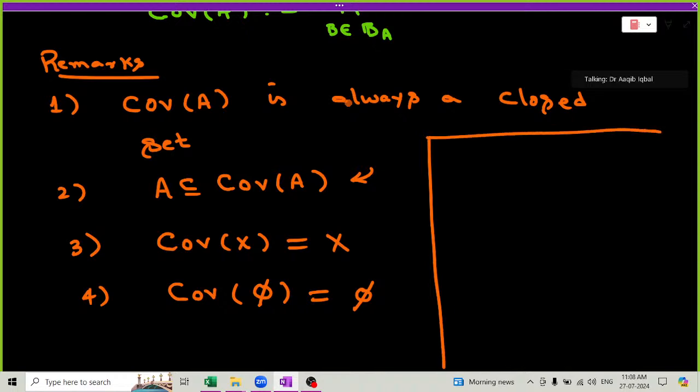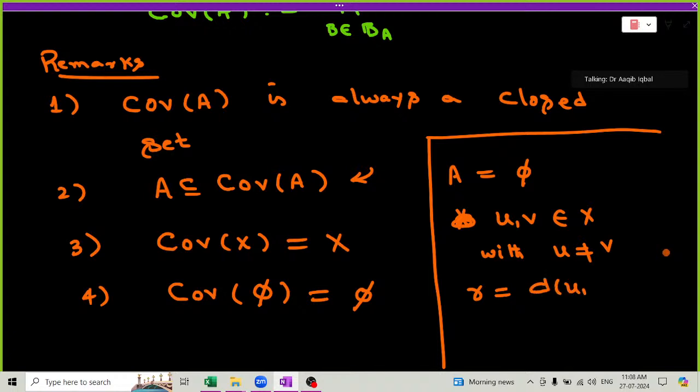इसकी justification है, ये 4th remark है. So you take A as phi and assume that your X has at least 2 different points, say U and V are in X with U not equal to V. अब इसके बाद क्या करिए? You define R as the distance between U and V, और फिर आप consider these 2 balls.